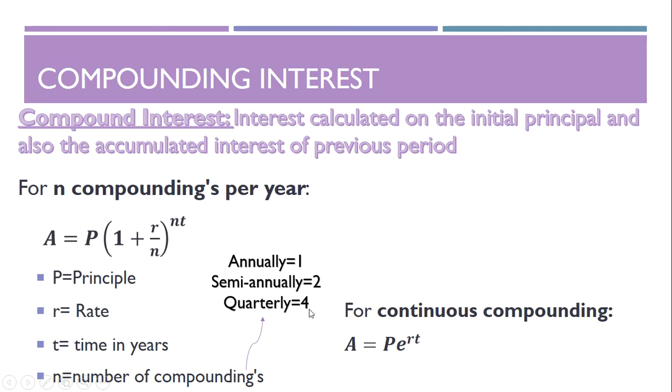So all compoundings for this formula are based off of a year. So how many times in a year? If it was weekly, you would do how many weeks are in a year. If it was daily, you would do how many days are in a year as your N value.